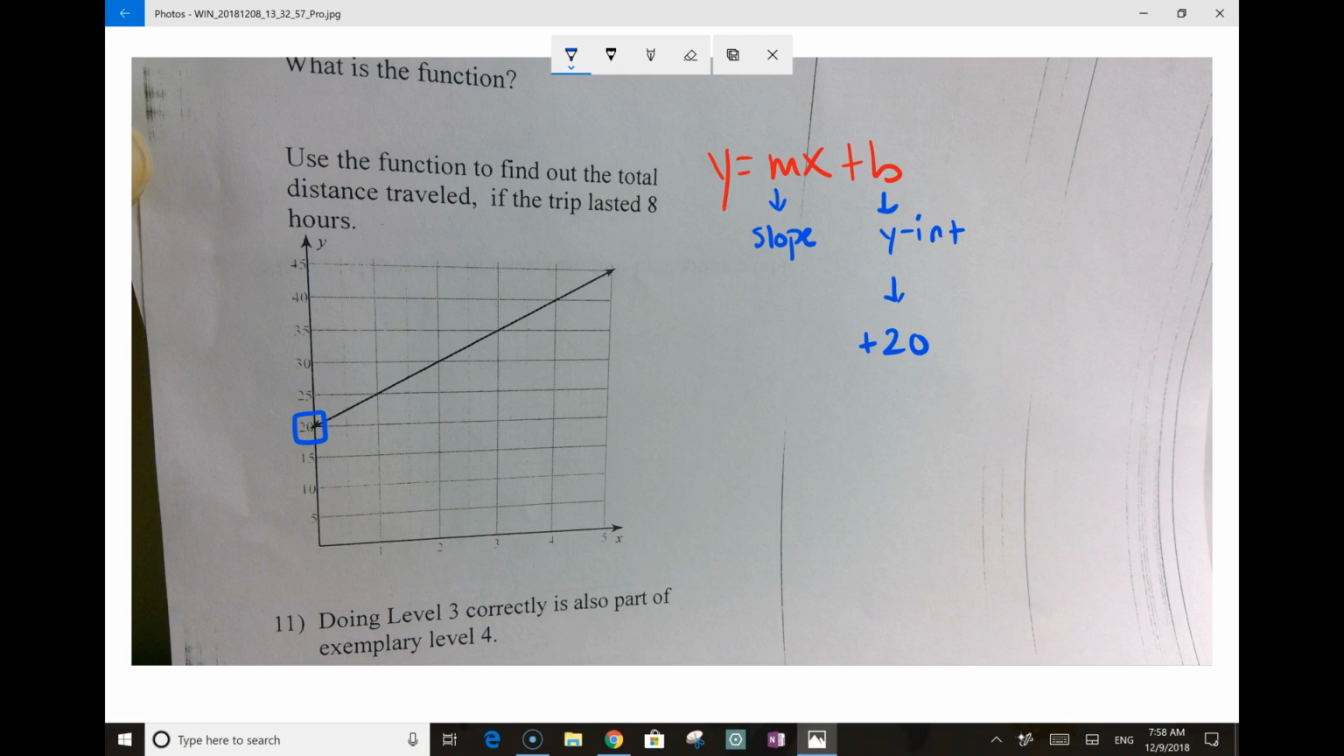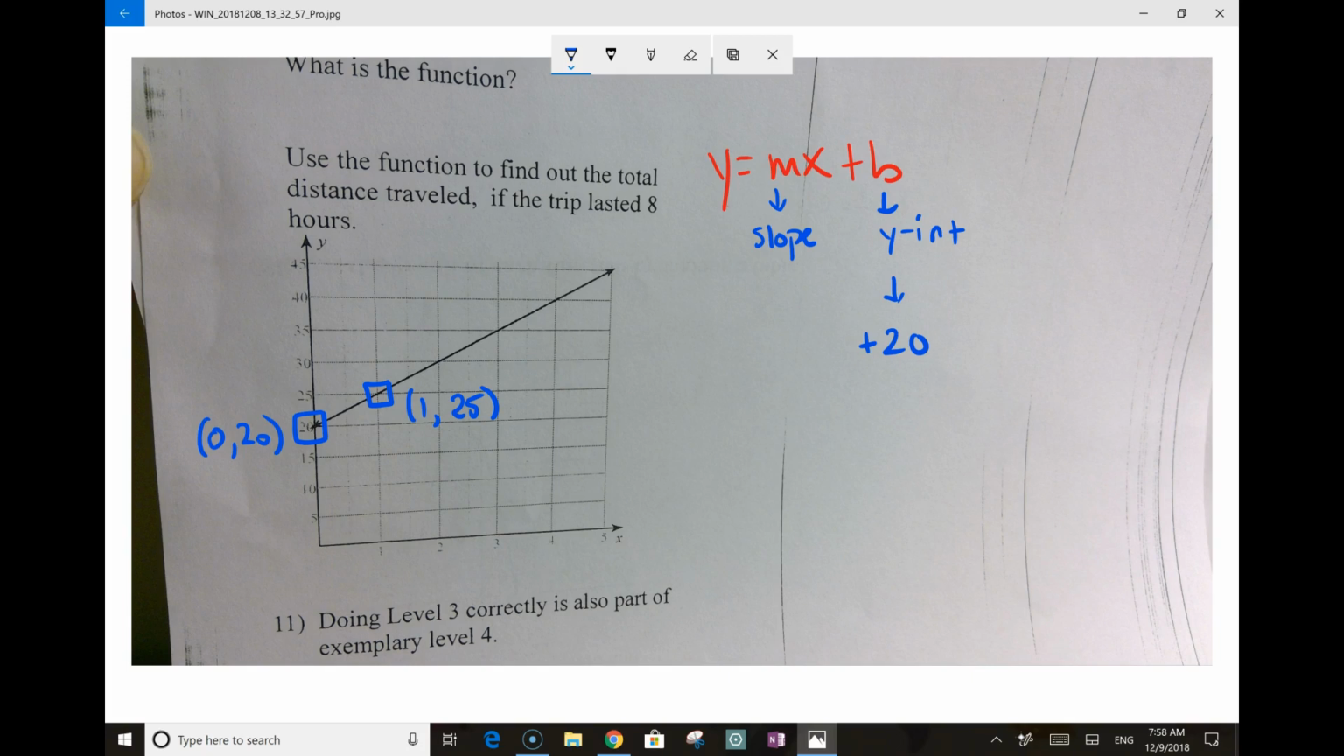Now, I'm going to grab another clear point, which is right there. And this is at 1 hour and 25 miles. This 20, by the way, is really 0 hours and 20 miles, because that's where we began. 20 miles away from something, and then an hour later we were 25 miles away from that starting point.